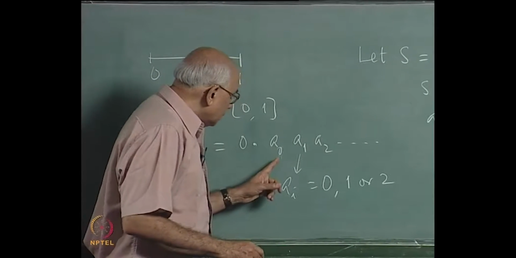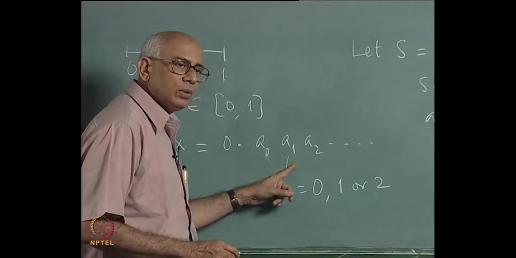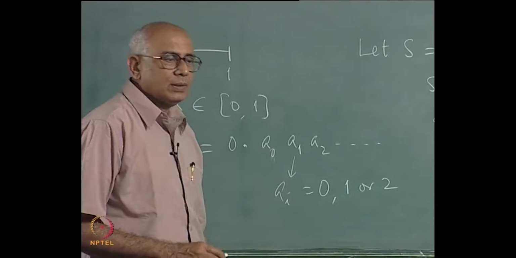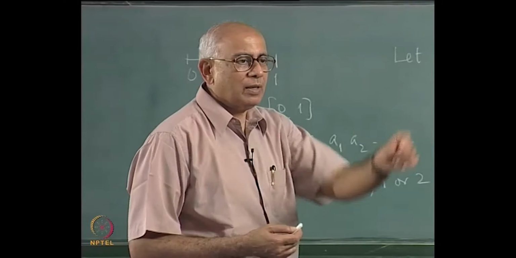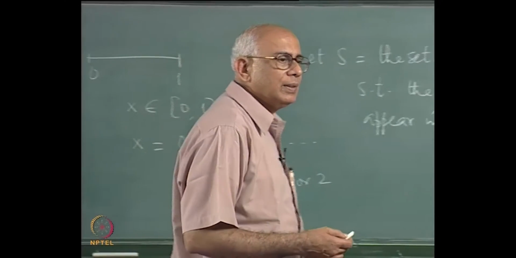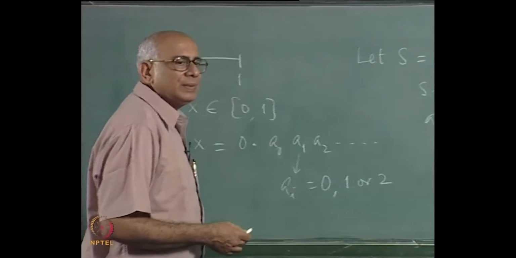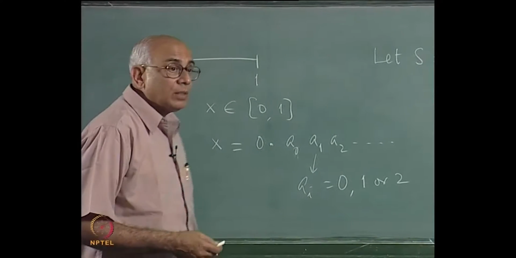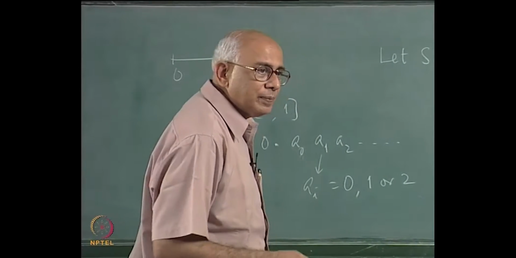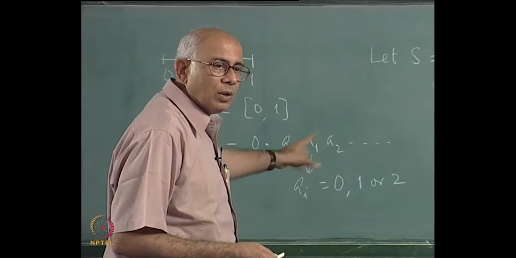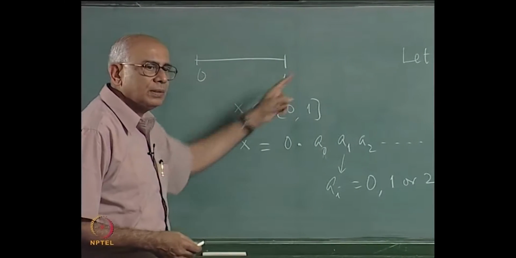So I am not going to permit 1 to appear here. So this should be either 0 or 2, that should be 0 or 2, and so on. Clearly this is a subset of numbers between 0 and 1 and I ask what is the fractal dimensionality. How would you go about that? Suppose a0 has a 1 there, then where would it be on this interval?